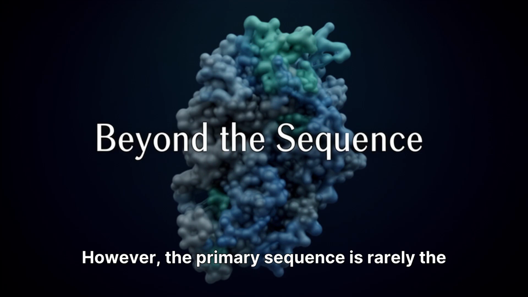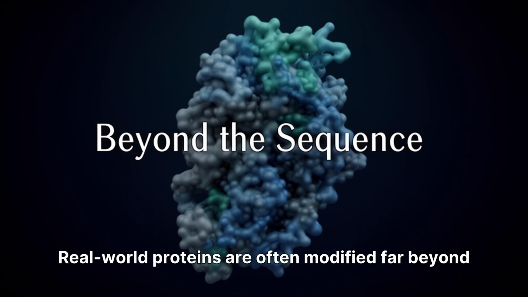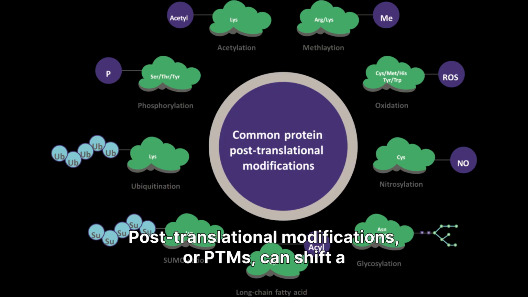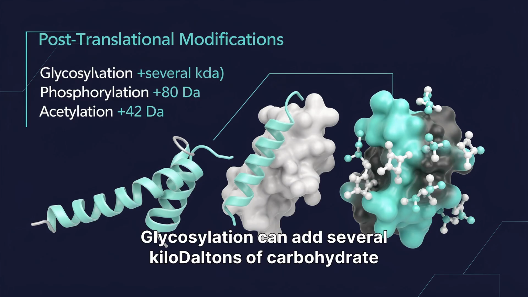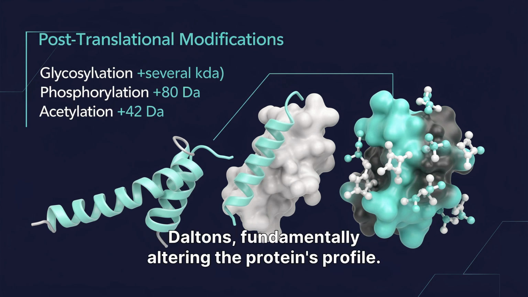However, the primary sequence is rarely the whole story. Real-world proteins are often modified far beyond their initial synthesis. Post-translational modifications, or PTMs, can shift a protein's apparent molecular weight drastically, adding significant functional mass. Glycosylation can add several kilodaltons of carbohydrate chains, while even single-site phosphorylation adds 80 daltons, fundamentally altering the protein's profile.